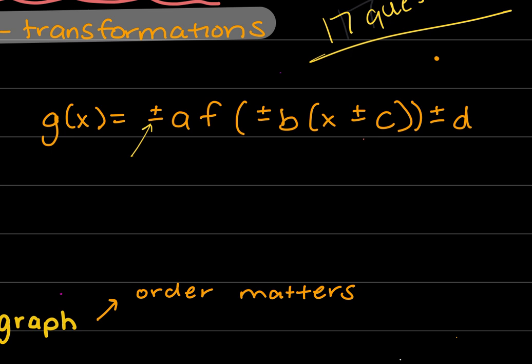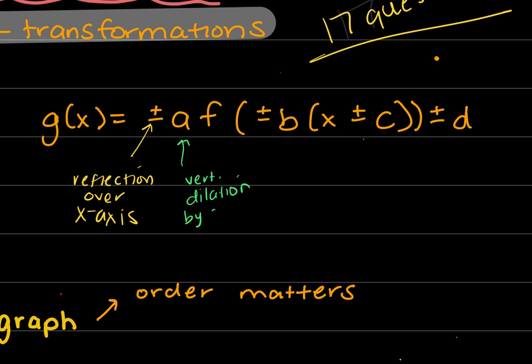If there's a negative, it would be a reflection over what? Good. Reflection over the x-axis. But what values are changing? The x's or the y's? The y's, right? I would change the sign on the y's. The A that's next to it has what impact? Vertical dilation, right? Vertical dilation by a factor of what? Good.